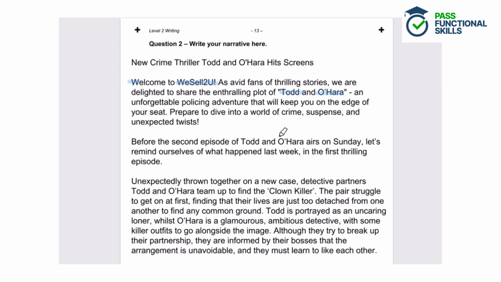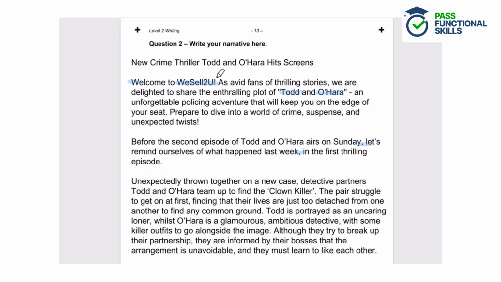We've got commas used throughout the answer to break up ideas and add new ideas onto the end of sentences. So we've got, before the second episode of Todd and O'Hara airs on Sunday, comma, new idea, let's remind ourselves of what happened last week, comma, and then adding more detail in the first thrilling episode.